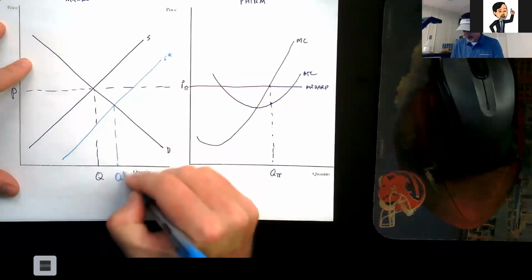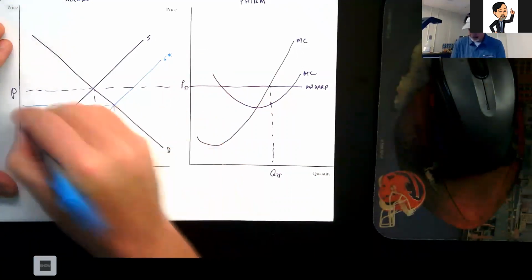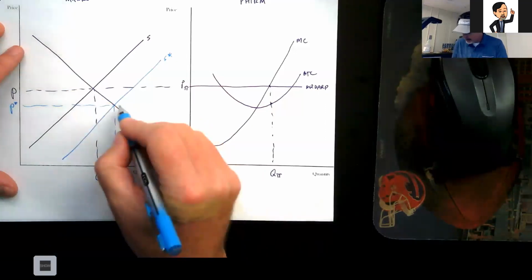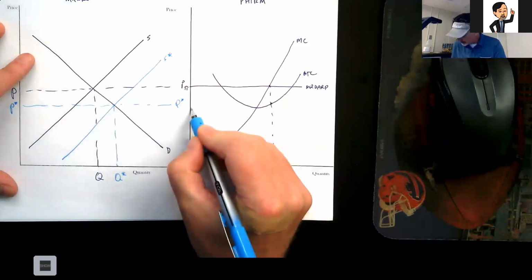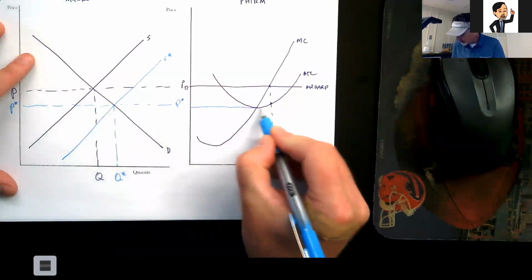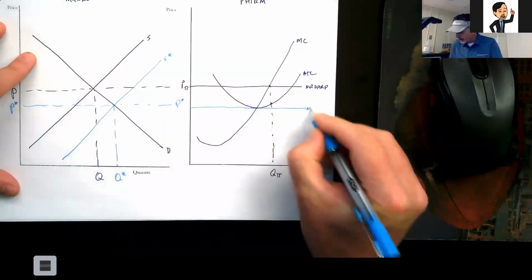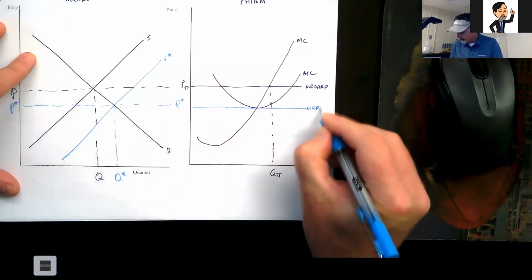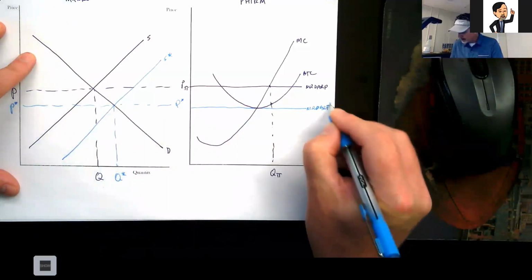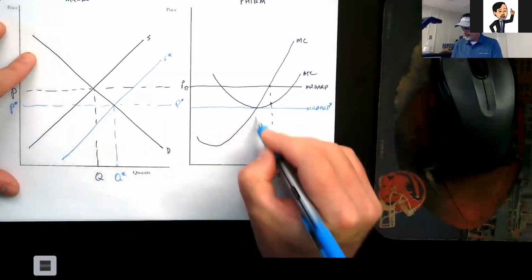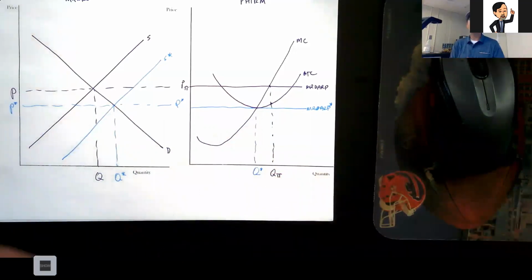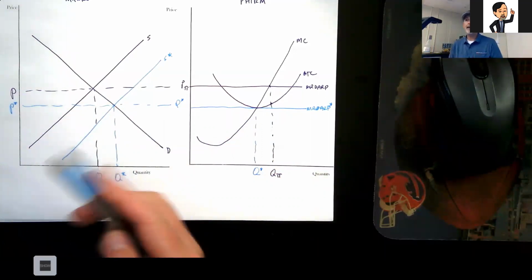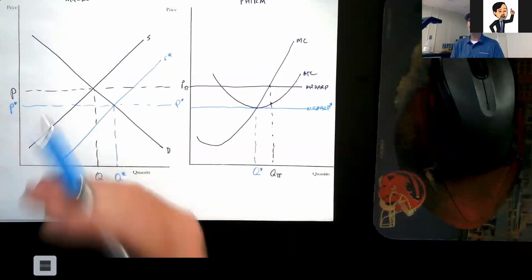Excellent. Q star, P star, and we are going to transfer that new price over to our firm, drawing a clearly perfectly straight line. Mr. Darp, star. We are going to identify our brand spanking new quantity, and there we've returned our firm to long run equilibrium.